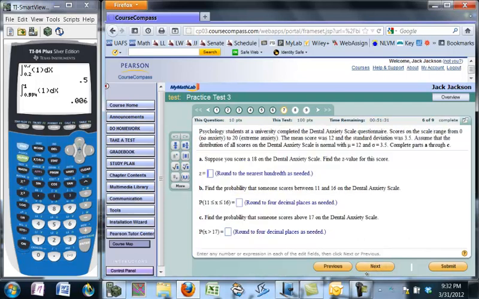Moving along. Psychology students at a university completed the dental anxiety scale questionnaire. Scores on the scale range from 0, no anxiety, to 20, extreme anxiety. The mean score was 12, and the standard deviation was 3.5. Assume the distribution of all scores is normal with that mean and standard deviation.